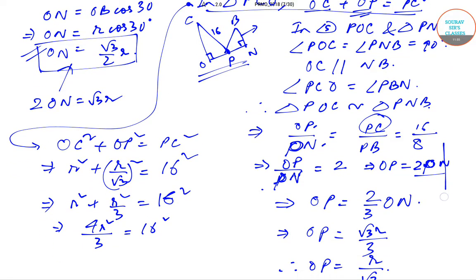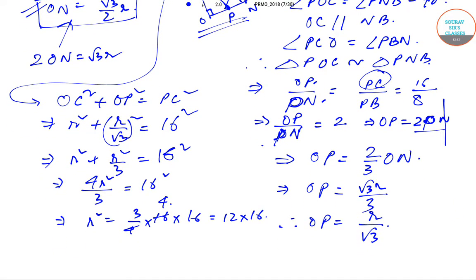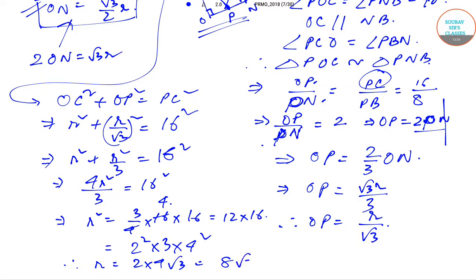So R square will be equal to 3 by 4 into 16 into 16, so we'll have 12 into 16. This will be the format of 2 squared into 3 into 4 squared. So R will be equal to 2 into 4 into root 3, which is 8 root 3. And root 3 we know is normally about 1.7 or something like that. Anyways, this ultimately gives us that R will be equal to root over 192.